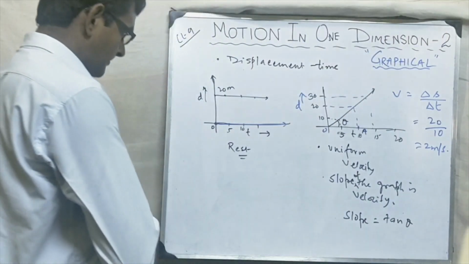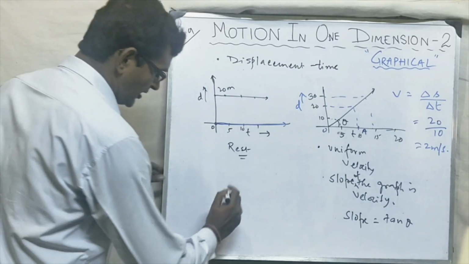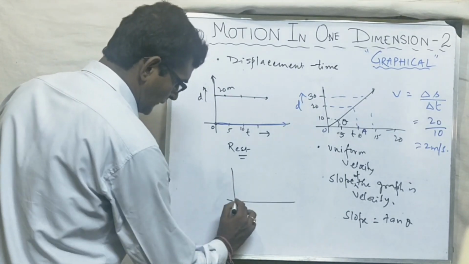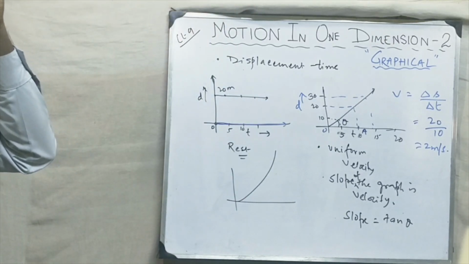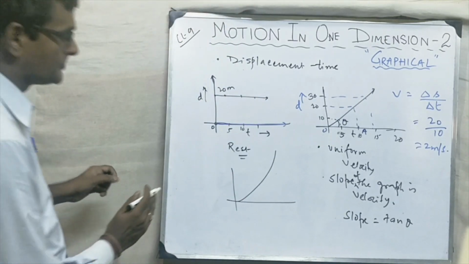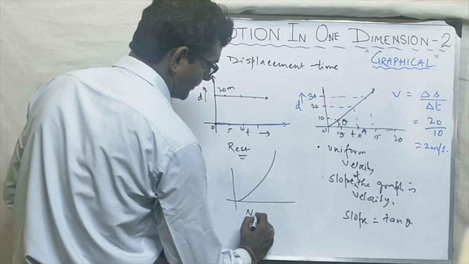Now the third thing: if you see the body is moving this way, and the graph of the body is a curve this way, it means what? It means non-uniform motion.